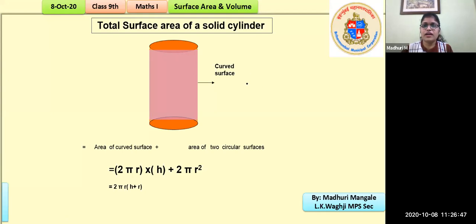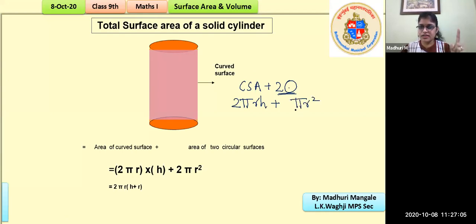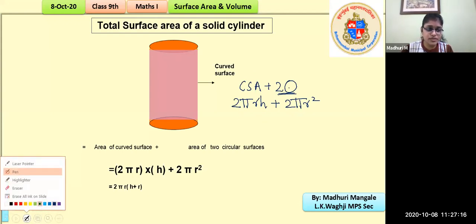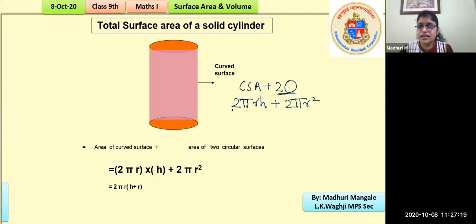What are we doing? We are adding the curved surface area to the two circular regions. What is the curved surface area? That is 2 pi r h, plus we are adding the area of two circles. So pi r squared is the area of one circle, but we are multiplying it by 2 because there are two circular regions, top and the bottom, right? Now look at what is the common factor in both the terms. What is the common factor? We see there is a 2, there is a pi, and there is an r in both of them.